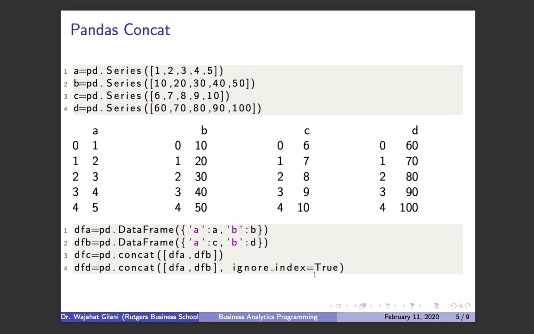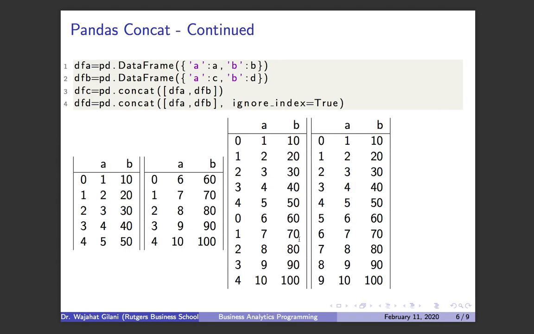All right, now using these 4 series that I created, I'm going to create 4 different tables. The first tables I'm going to create are DFA and DFB. DFA is simply going to be the A and the B series. Nice and easy. The DFB, though, will be simply the C and the D series. Excellent. Then I'm going to call this concatenate function from Pandas and combine DFA and DFB into this table called DFC. And then I'm going to create a new table called DFD. That's the combination of DFA and DFB again, but with this additional parameter called ignore_index=True.